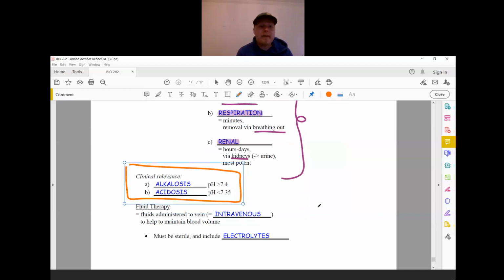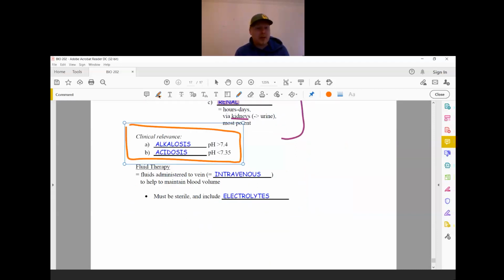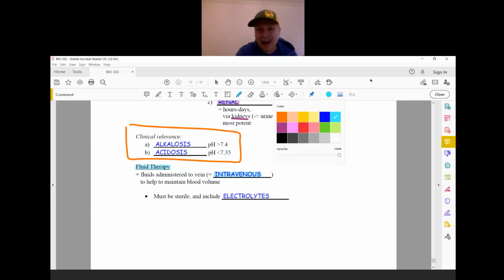I want to wrap up the chapter on fluid balance, pH and electrolyte balance by talking about fluid therapy. Fluid therapy is, of course, administering an IV drip. So basically what I described it as was expensive salt water.